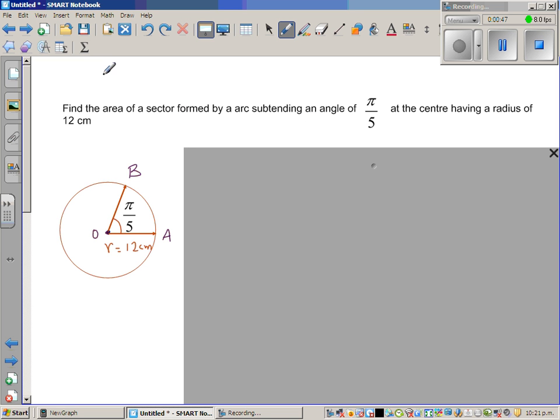I hope you know that 2 pi radians is 360 degrees, which implies pi radians is 180 degrees. So this is 1/5 of 180. I'm not going into that. You can use a formula, and I'll use a formula later on. First, we'll do it without the formula using proportional thinking.